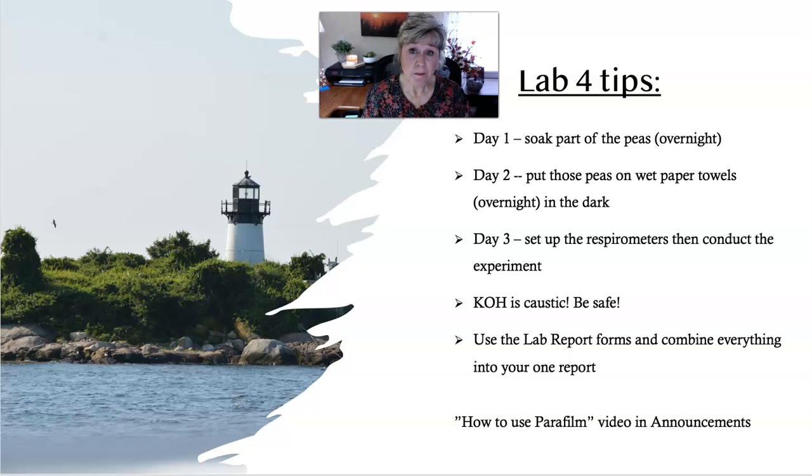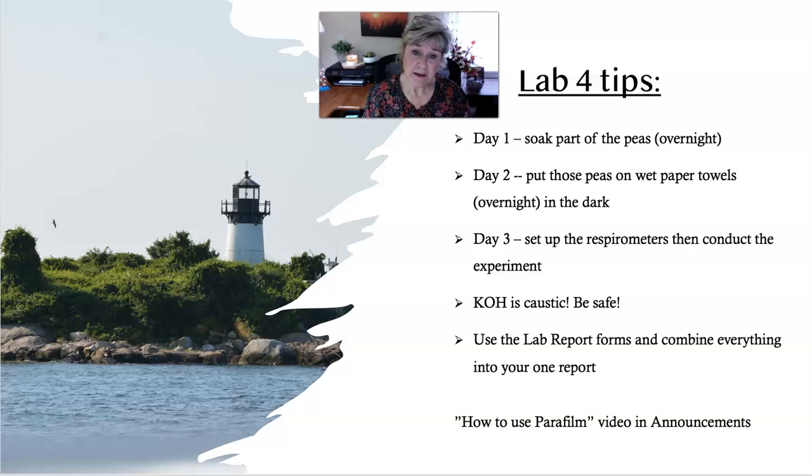The lab this week, you must start by Thursday, and that's because you have to soak the peas that you get in your kit that are dried. You have to soak them overnight for 1 whole night, and then you have to put them on wet paper towels in the dark for another day. That's 2 whole days of working with the peas only. And then the third day, you set up the respirometers. So a respirometer is a little tube which is going to measure how much oxygen is being consumed in the air. So the little peas, hopefully, are going to do cellular respiration, and they're going to consume oxygen.